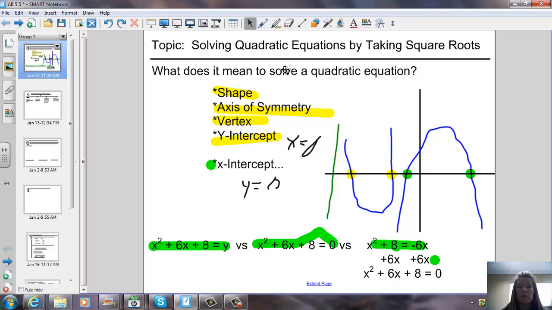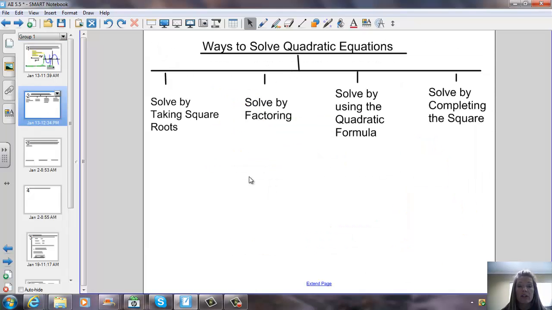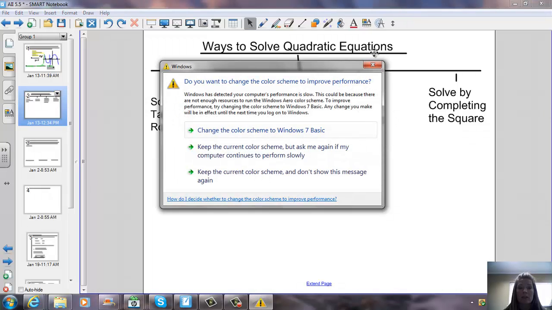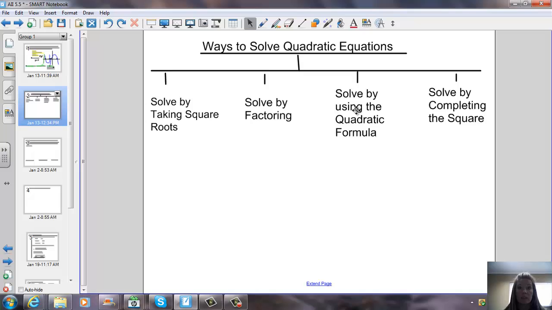Before I get into examples of solving by taking square roots, I would like to go over all the different methods. We are going to learn a brief overview of them. So, as you can see on the slide here, here are all the ways we are going to learn how to solve quadratic equations. We will start by learning how to solve by taking square roots. Once we have mastered that concept, we're going to move into solving by factoring. Then we will learn how to solve by using the quadratic formula, which I will give you. And then there's going to be this piece over here, solving by completing the square.